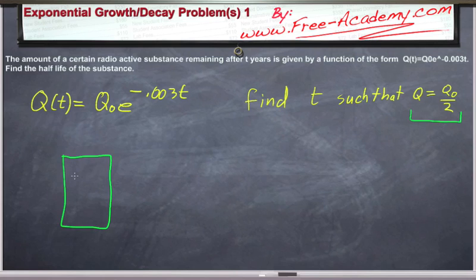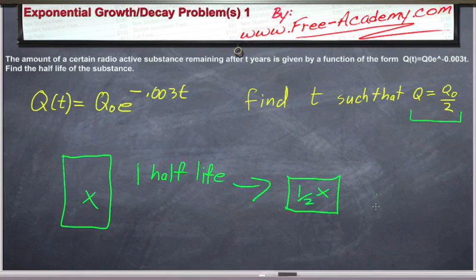So if we start out with, say, an X amount of substance, after one half-life we have 1/2 the substance left. And after another half-life, we'd have 1/4, and then 1/8, and so on and so forth.